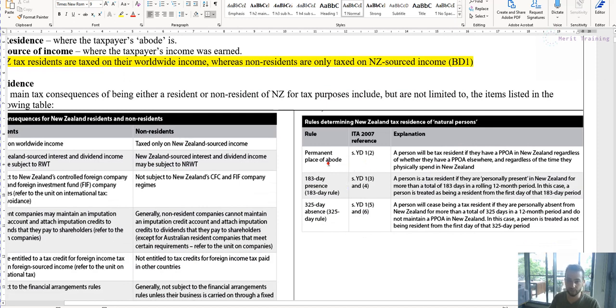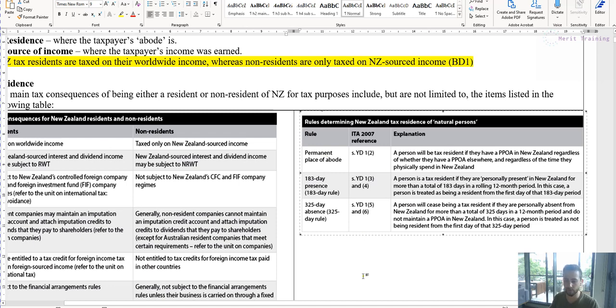Number one, permanent place of abode. So if they have a permanent place of abode, or PPOA, in New Zealand, and we'll talk about the specific definition of what that means, but it's basically a house that you live in, they'll be a tax resident regardless of whether they have a PPOA elsewhere and regardless of the time they physically spend in New Zealand. So if you have a house and it's deemed to be your place of abode, regardless of whether you're there or not, and regardless of whether you have PPOAs elsewhere, you're still deemed to be a New Zealand resident. And we'll talk about some specific cases where you might be thinking, oh, that's a bit weird, like they haven't spent most of their time in New Zealand, but they're still deemed to have a permanent place of abode.